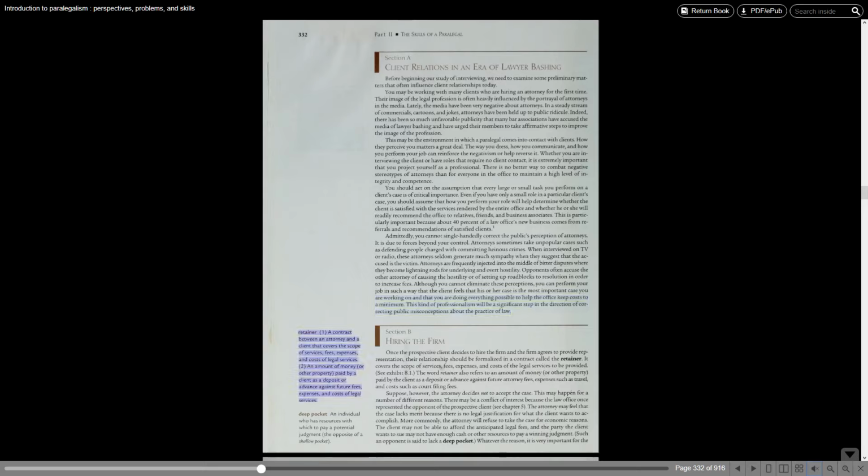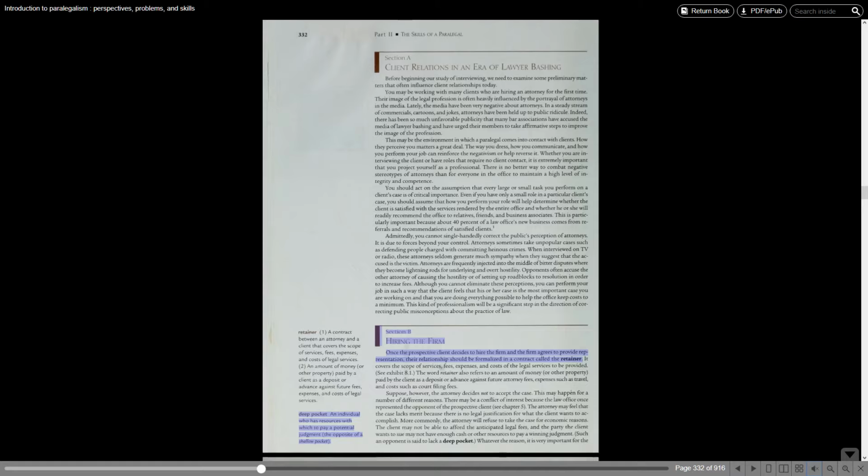Retainer: 1. A contract between an attorney and a client that covers the scope of services, fees, expenses, and costs of legal services. 2. An amount of money or other property paid by a client as a deposit or advance against future fees, expenses, and costs of legal services. Deep pocket: an individual who has resources with which to pay a potential judgment, the opposite of a shallow pocket.